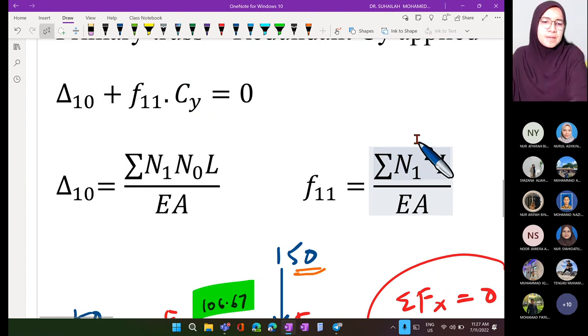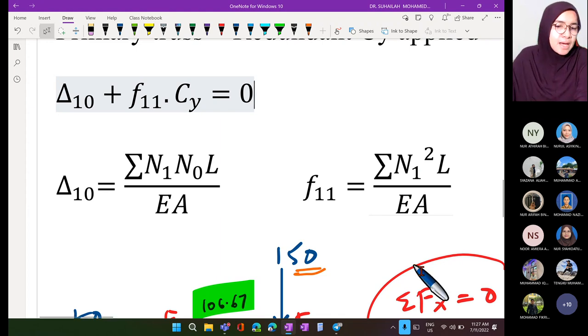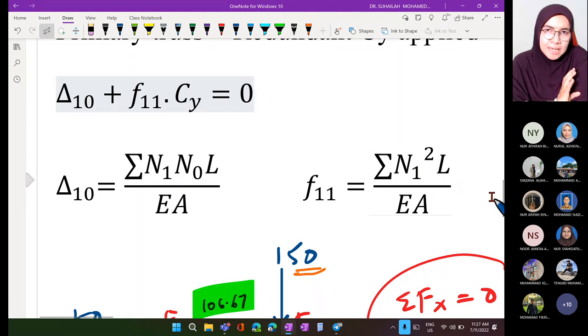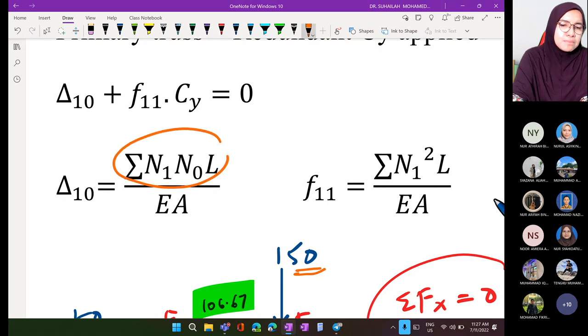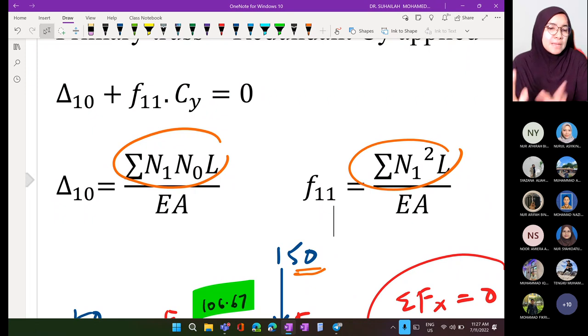Okay, ni L. Complete kan. N times N1 times L. Formula dia N times N1 times L. Okay, ni baru complete. So table yang kita nak buat ni, kita sebenarnya nak buat table because kita nak cari this total. Sama juga macam analysis of frame, analysis of beam. Bila kita buat table tu, kita tengok pada formula. Sama juga dengan truss.